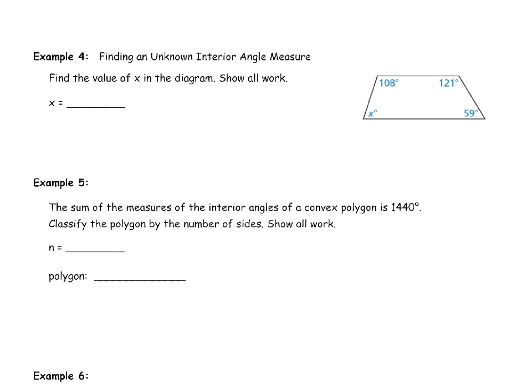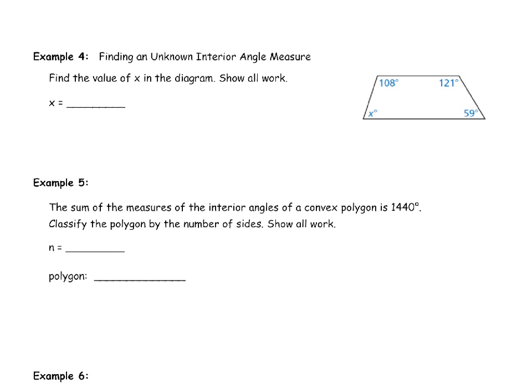All right, taking it a little bit a level up. Finding an unknown interior angle measure: find the value of x in the diagram below. The very first thing you have to know is what the interior sum is supposed to equal for this specific polygon, which means you need to know what type of polygon it is. This has 1, 2, 3, 4 sides, which means it's a quadrilateral. And if I refer back to my table, quadrilaterals have an interior sum of 360 degrees.